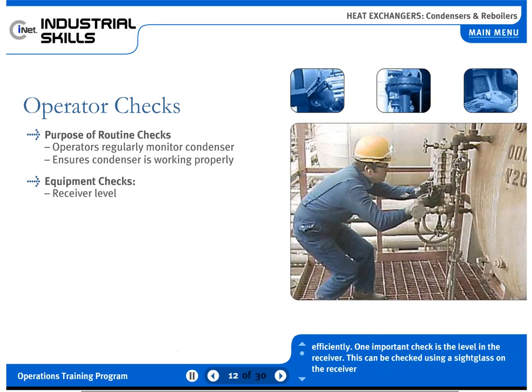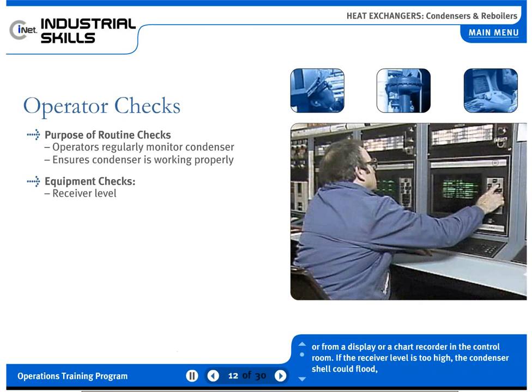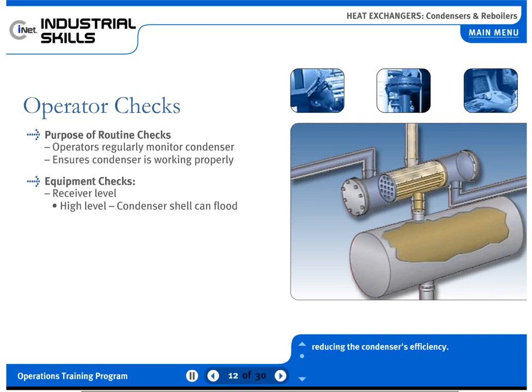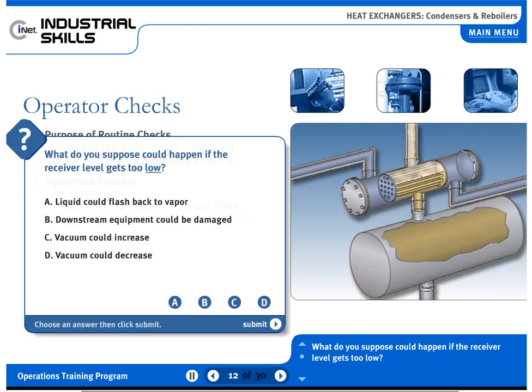One important check is the level in the receiver. This can be checked using a sight glass on the receiver or from a display or a chart recorder in the control room. If the receiver level is too high, the condenser shell could flood, reducing the condenser's efficiency. What do you suppose could happen if the receiver level gets too low?